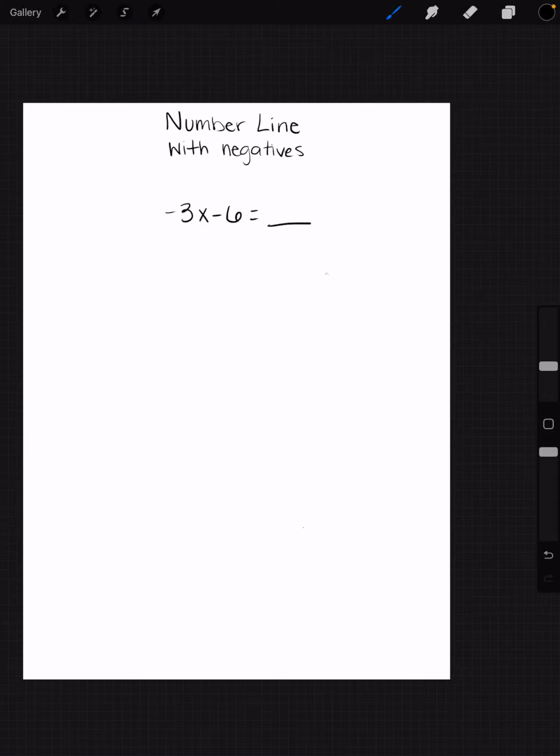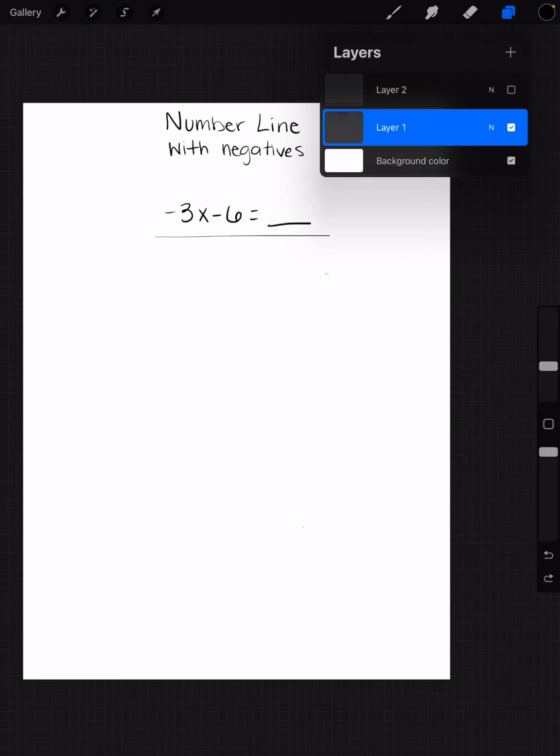So in this video today we will be going over the number line model with negatives. Here we have our equation -3 times -6, and usually in multiplication you're just adding one number that amount of times, but in this case on the number line you have to move a certain number a certain amount of times.